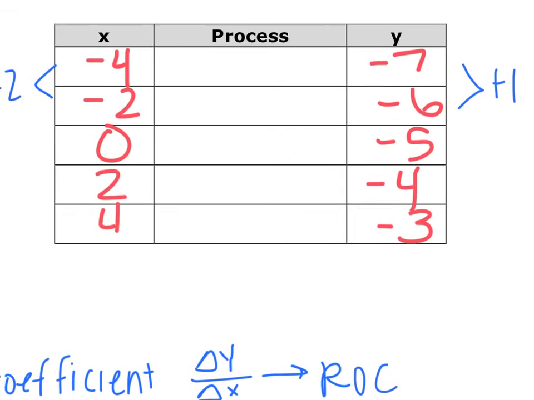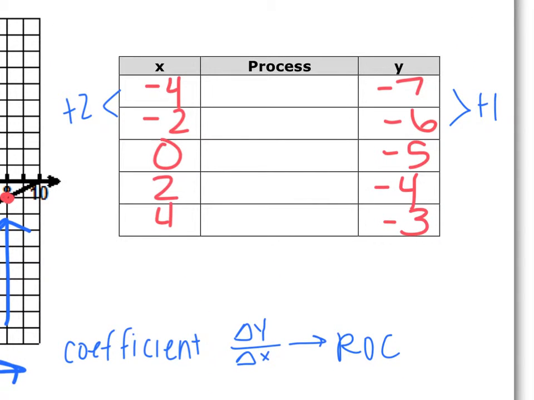Alright, so coming back over here to our table to continue doing our delta y's, we have +1 for this delta y, +2 for this delta x, +1, +2, +1, and +2.